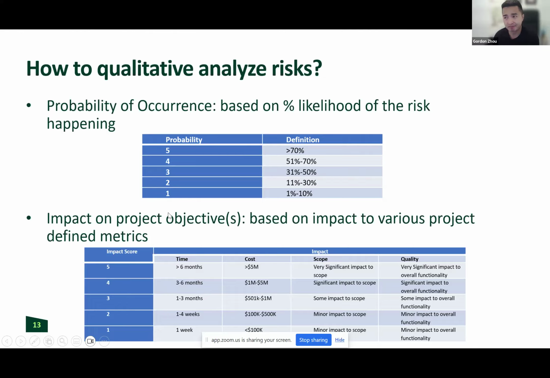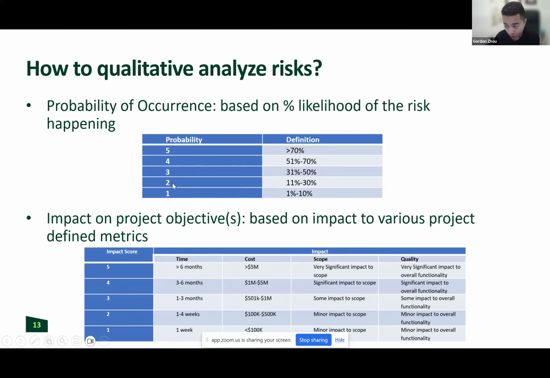If I were to say, hey, instead of saying tomorrow's likelihood of rain is 80%, I said it's 20%, what score would I give it? Let's take a pause here. If I say, hey, there's a chance of rain in Vancouver tomorrow, the chance of rain is 20% from the Weather Network, what score would you give this risk? Would it be 1, between 1 and 10%? 2, between 11 and 30%, 3, between 31 and 50%, 4, between 51 and 70%, or 5, more than 70%?